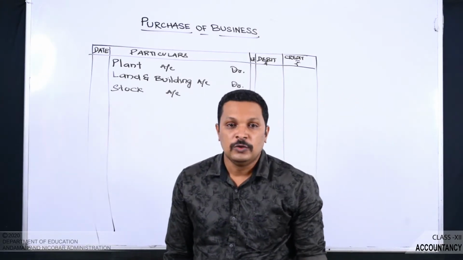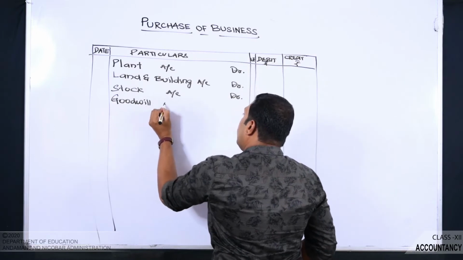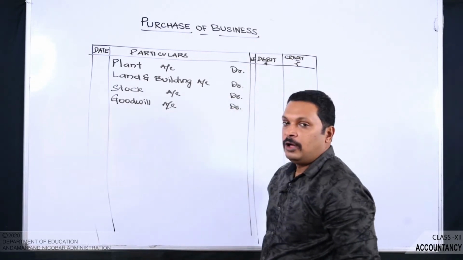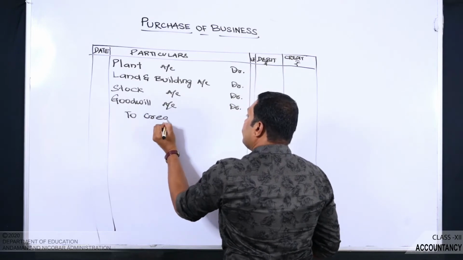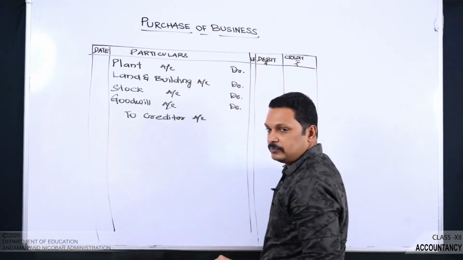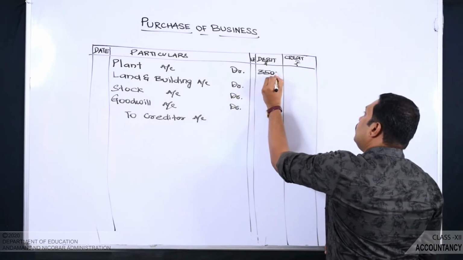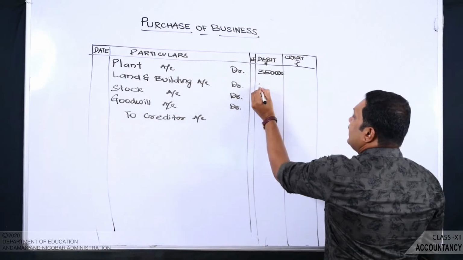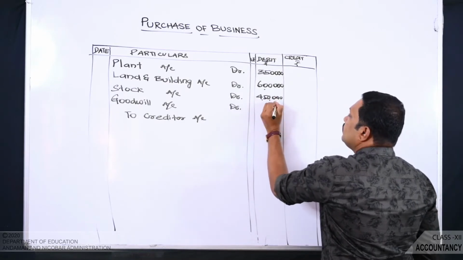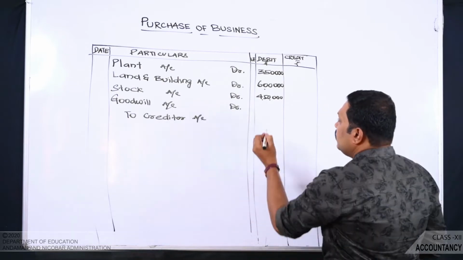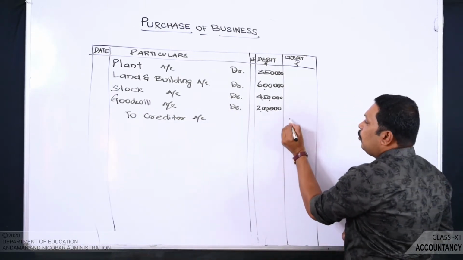In the working note, we got goodwill. Goodwill is also an asset, no? So that should be debited. Then goodwill account, debit. Now in return, we have to credit the liabilities. So write creditor. We have to credit because it is a liability. So what is the amount? Plant is 3,50,000. Then land and building is 6 lakh and stock 4,50,000. Okay, 14 lakh is over. What is the amount of goodwill? Goodwill is 2 lakh, which is already prepared in the working note, right? And creditor 1 lakh.